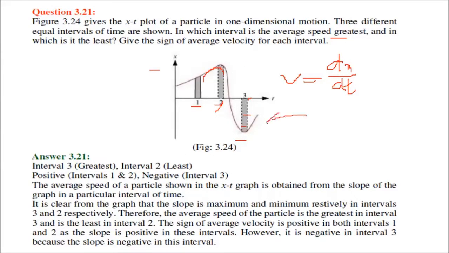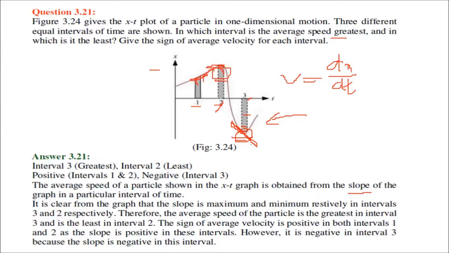Now the average speed of a particle, shown in the x-t graph. How to obtain this? We have to find the slope of the graph in a particular interval of time. From the graph, the slope is maximum and minimum at 3 and 2. See, this is the maximum slope, and this is the minimum slope. These two have more slope than this one. So this is minimum, this is maximum. So the average speed of a particle is greatest in interval 3 and least in this one.